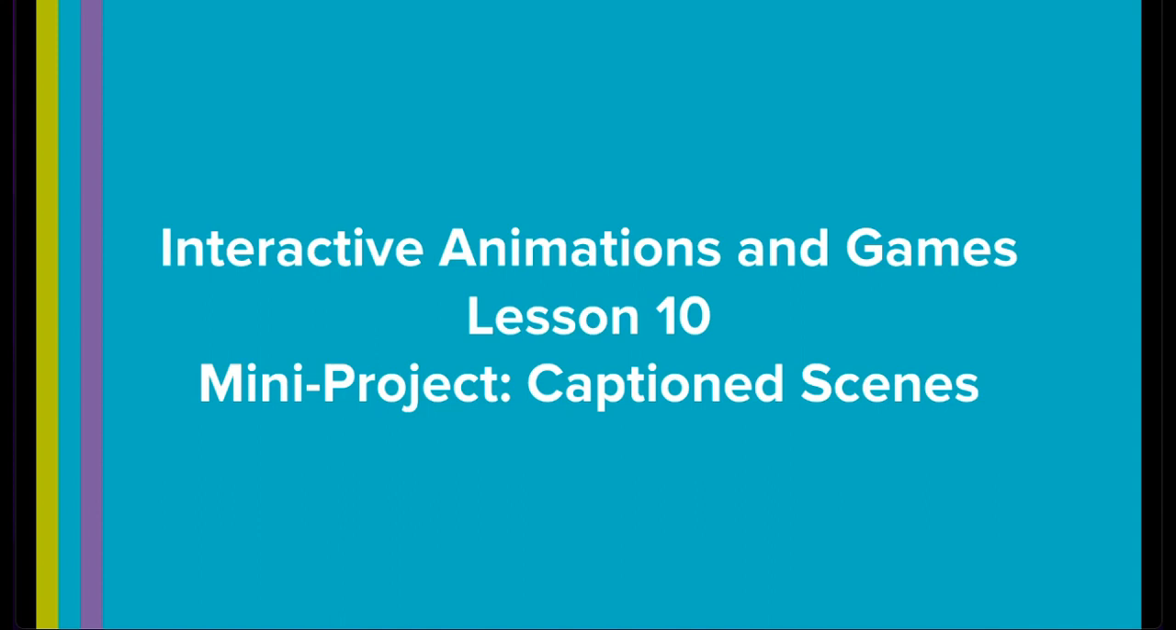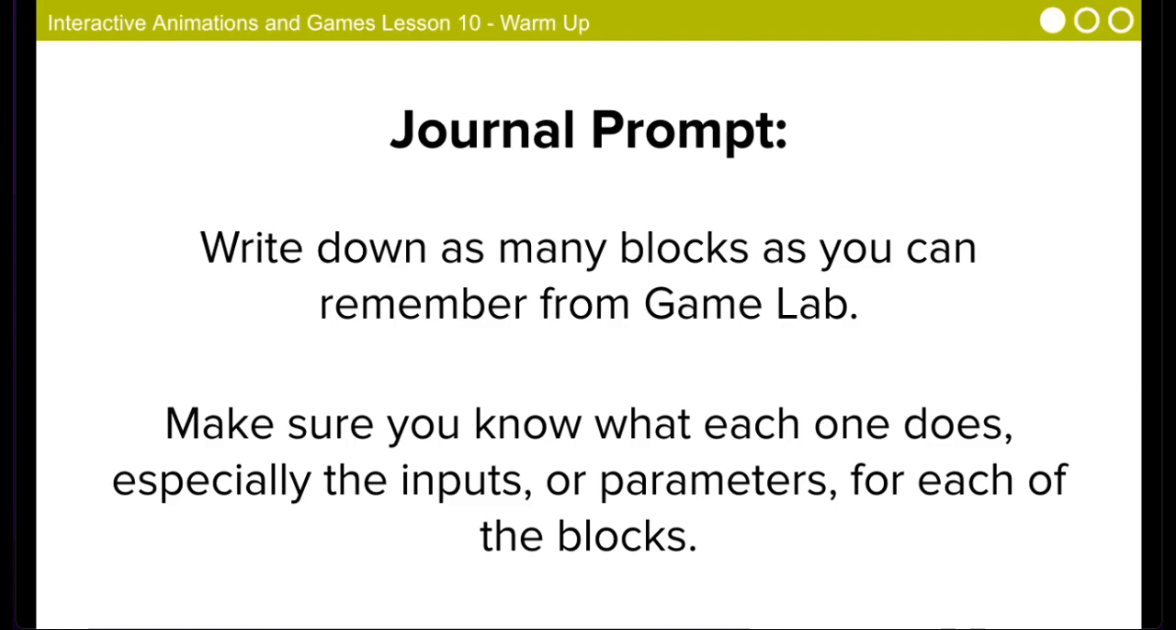This lesson, lesson 10, is a mini project where you are going to make a captioned scene. For your warm-up, I'm going to give you a minute and I want you to write down as many blocks as you can remember from Game Lab. Make sure you know what each one does, especially the inputs or parameters for each of those blocks. And then we'll just see how many you have after the end of a minute, and your minute starts now.